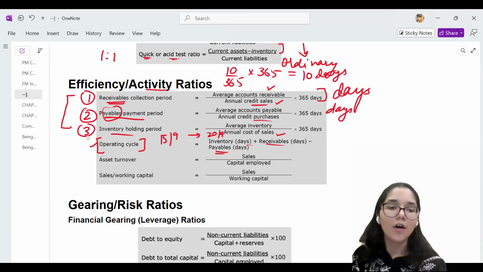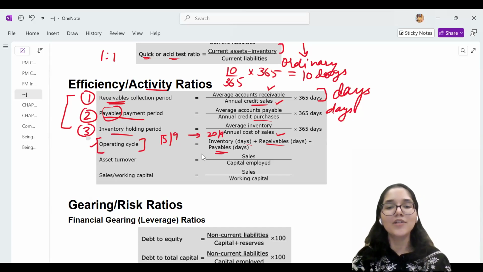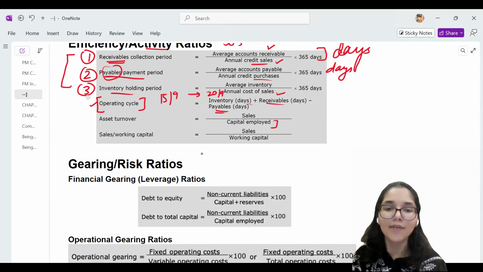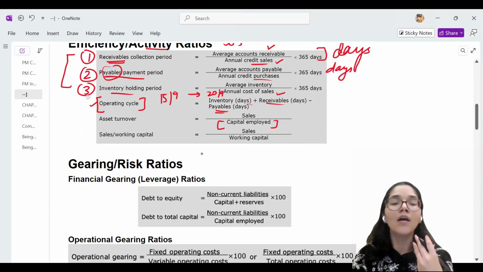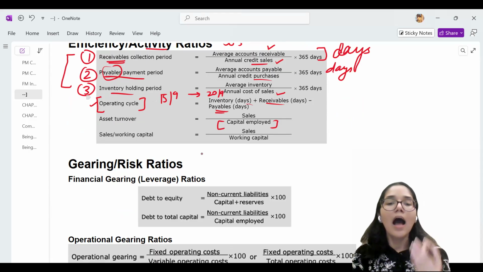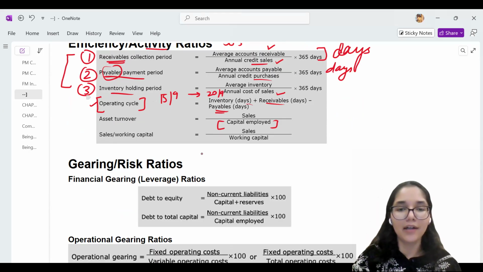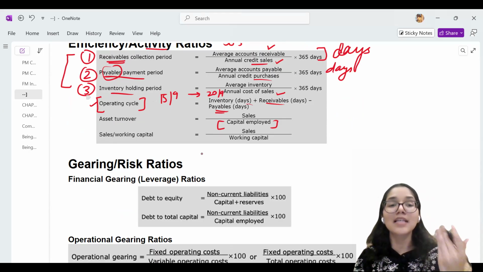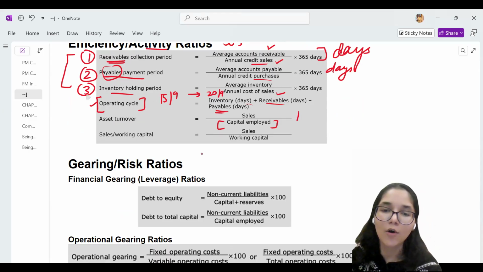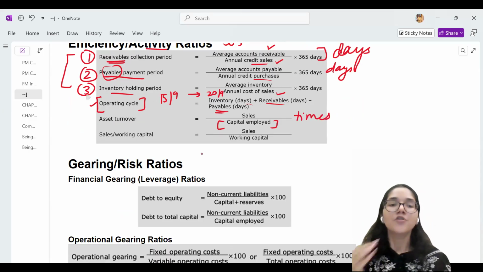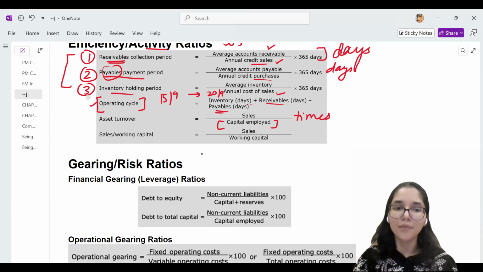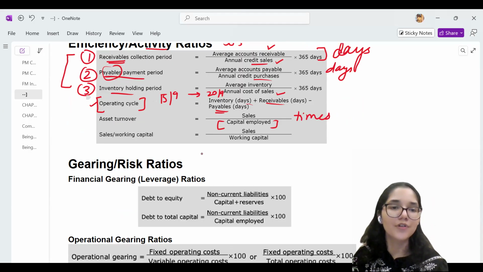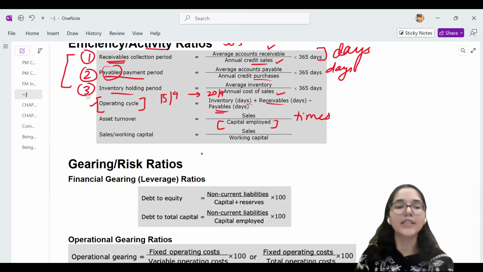Then you have the formula of asset turnover. Basically, you're measuring that on the capital that you have employed in the business, on all of the assets and all of the liabilities that you have taken to use in the business, how much sales have you been able to generate upon that? The answer will always be represented in terms of times. So the higher the number, that means the more productively you have been using your capital, which has been employed in the business.